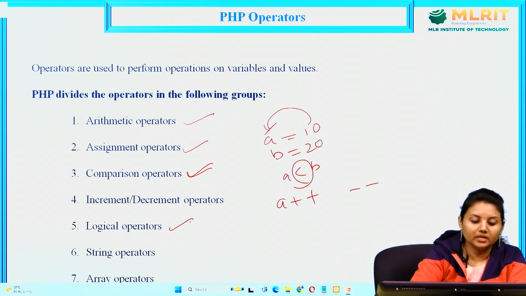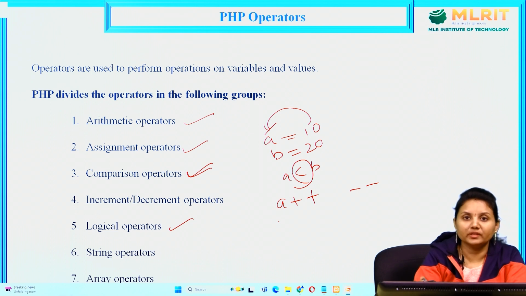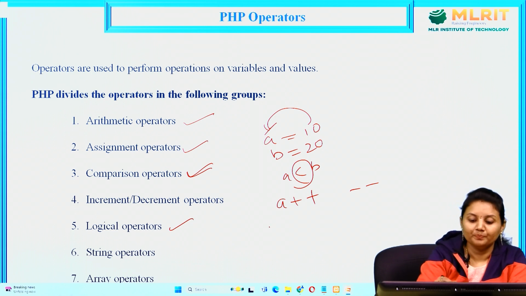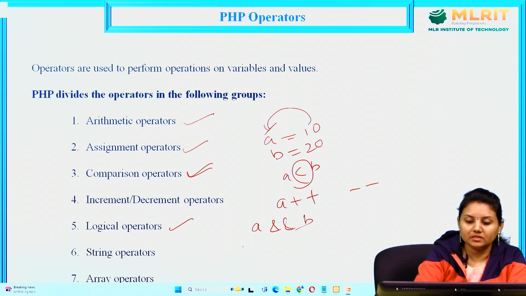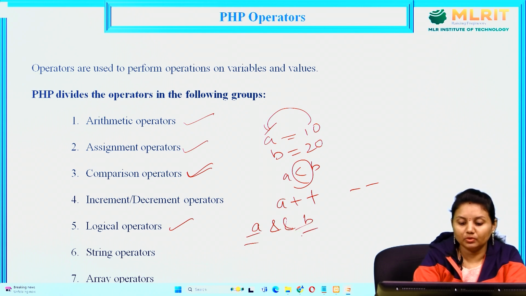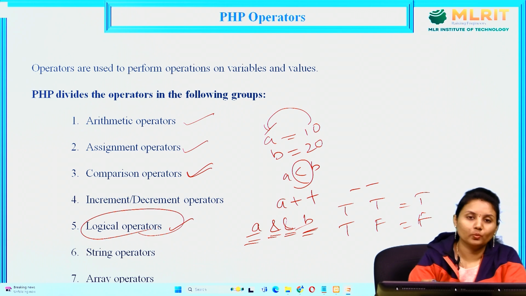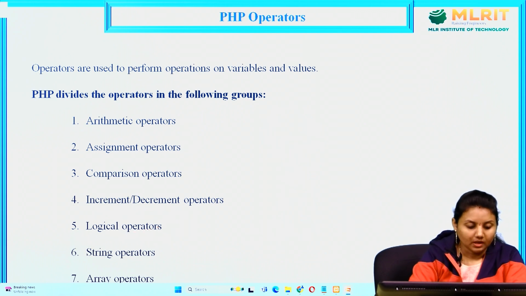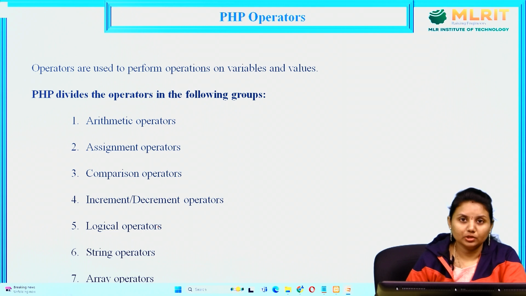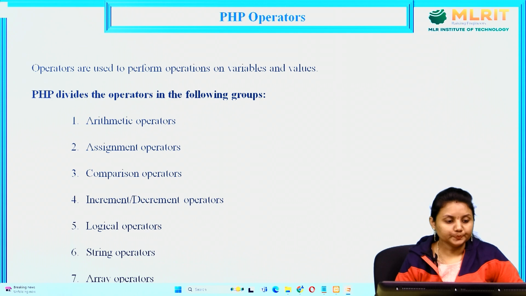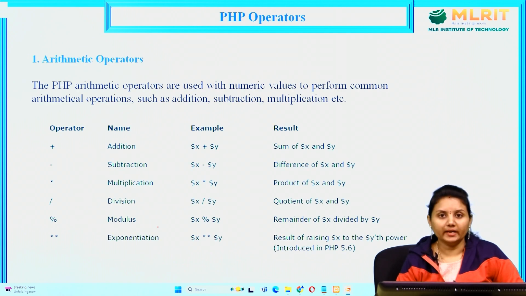Then logical operators, when you want to compare two different conditions whether they are true or false. Say a is 10 and b is 20: when a is true and b is true, you will get true, and when a is true and b is false, you will get false. So these are logical operators, which return boolean values. And string operators compare two strings, and array operators compare different arrays. First we'll go to arithmetic operators.